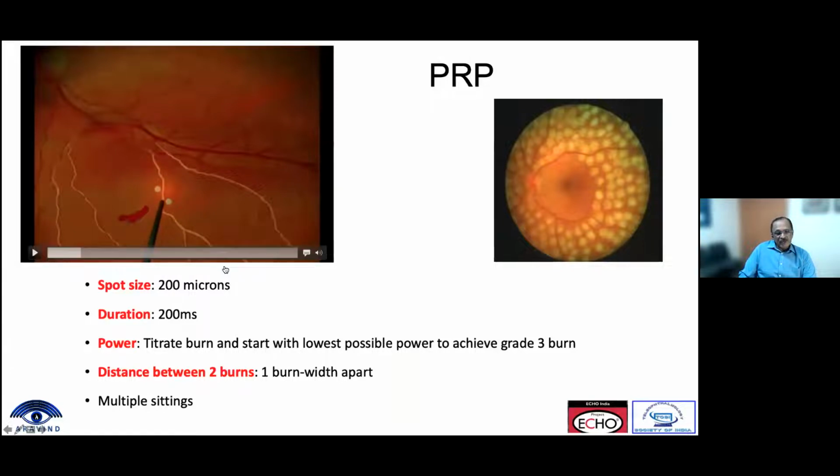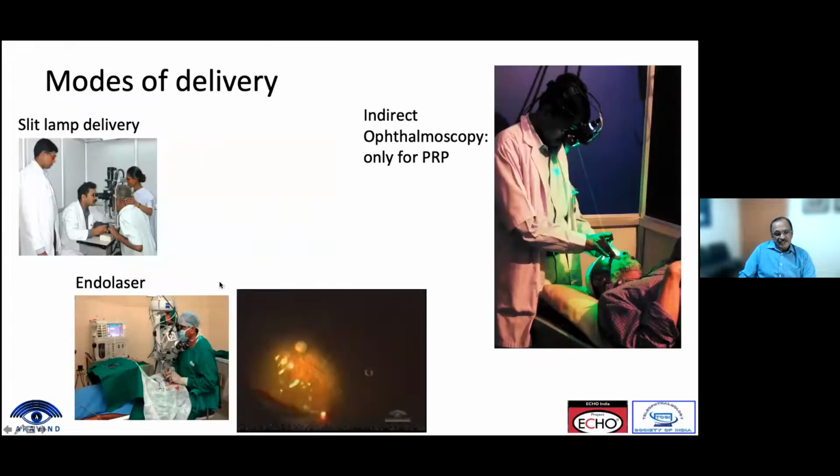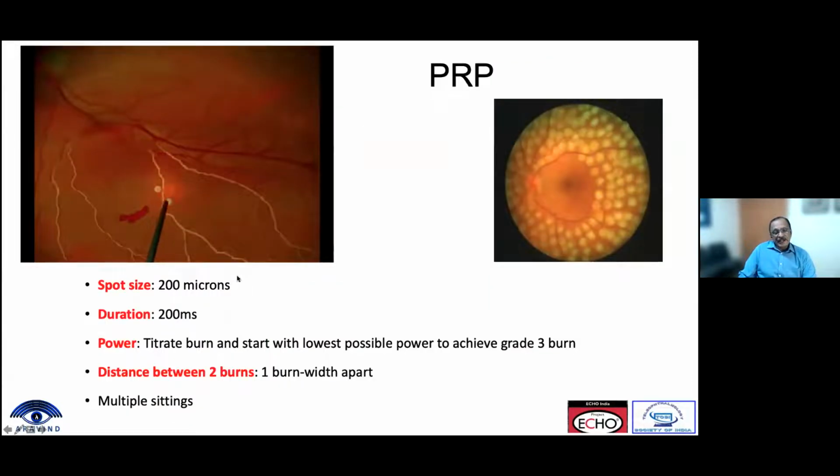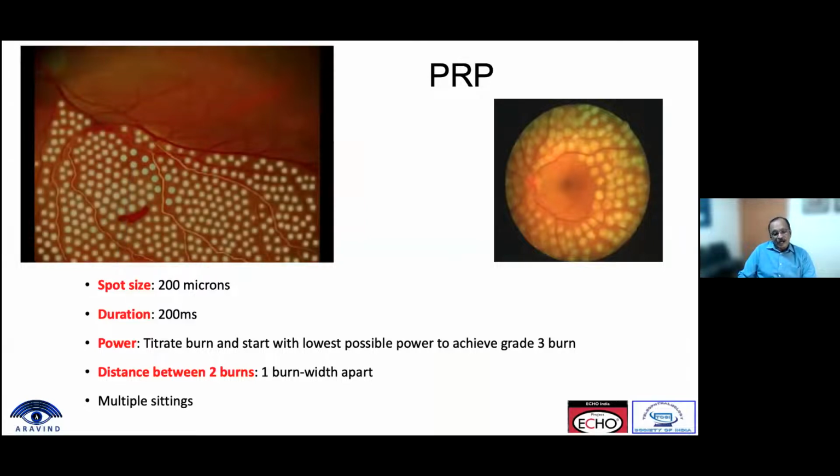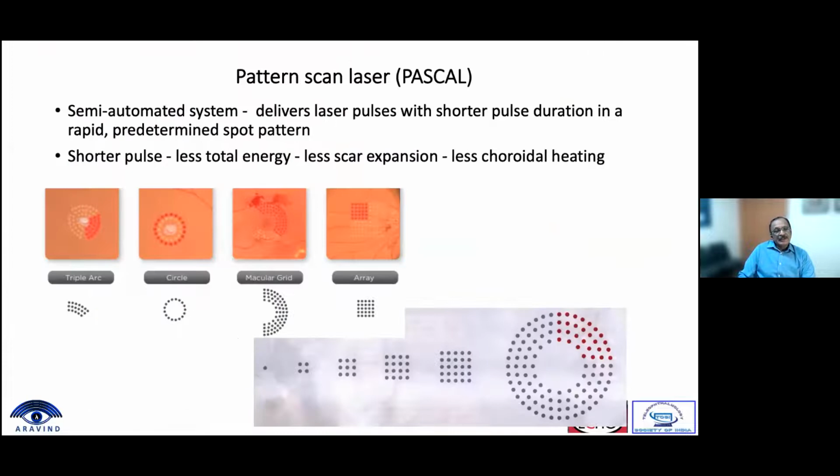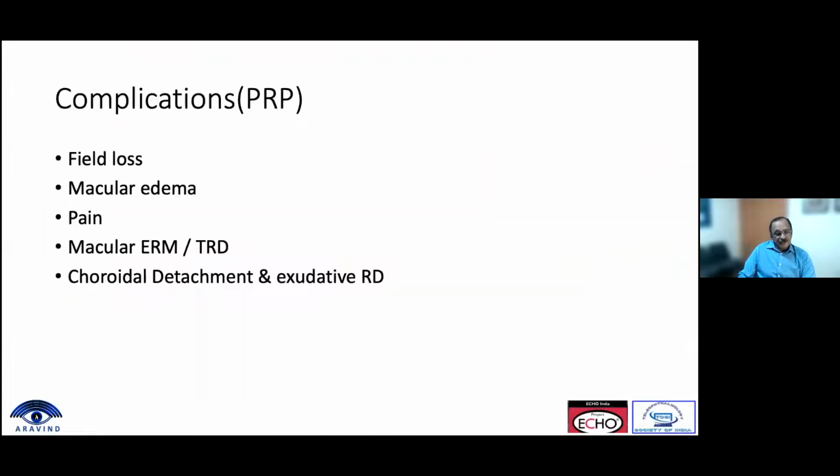So for the pan-retinal photocoagulation, you usually use a 200 micron spot size with a duration of 200 milliseconds. Titrate the burn with the lowest possible power to achieve a grade 3 burn, as you can see here. Usually the distance between the two burns should be one burn width apart. And very often we prefer to do it in 2 or 3 sittings, depending on the risk factors associated with the diabetic status of the patient.